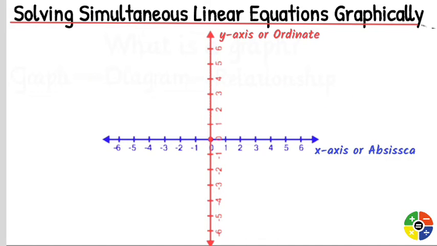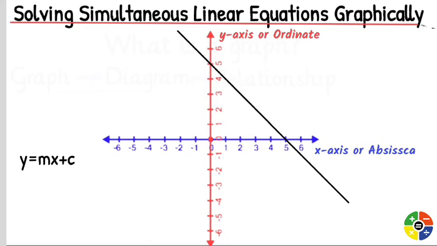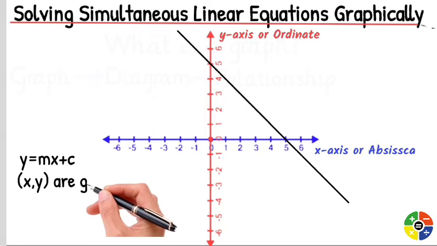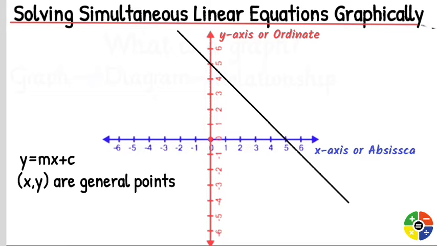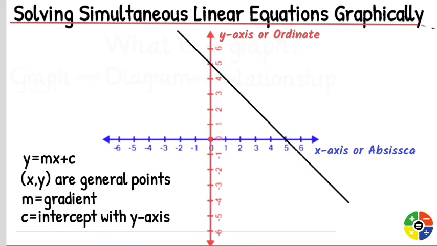Recall that any straight line can be written in the standard form y = mx + c, where y and x are general points on the line, m is the gradient of the line, and c is the intercept of the line with the y-axis. It is important to get used to these words. General point. This is simply any point anywhere along the line satisfying the equation of the line. Intercept. These are points either on the x and y axis where a graph cuts the axis.